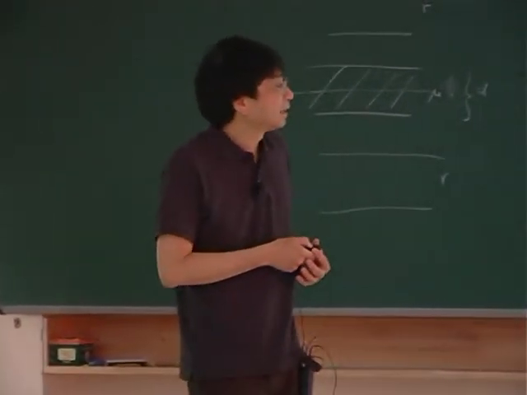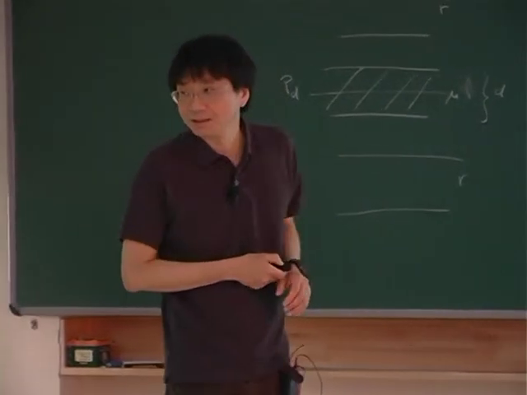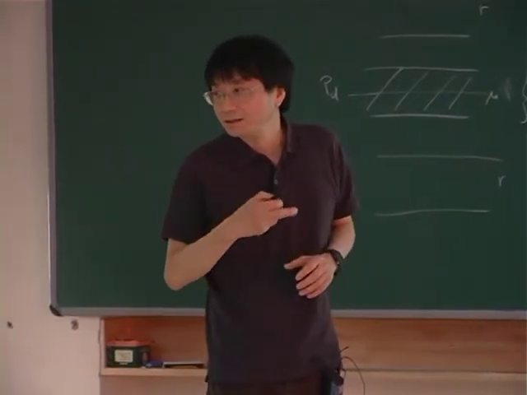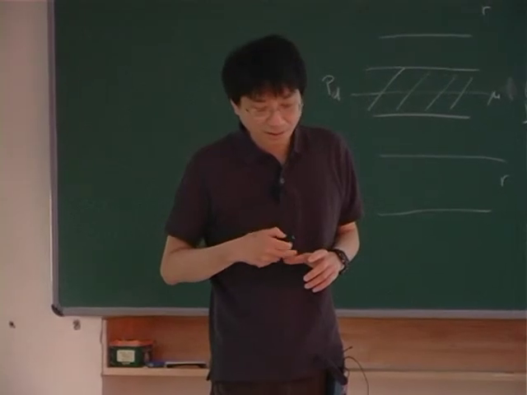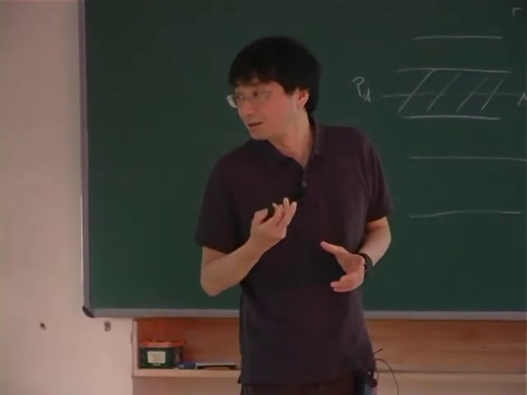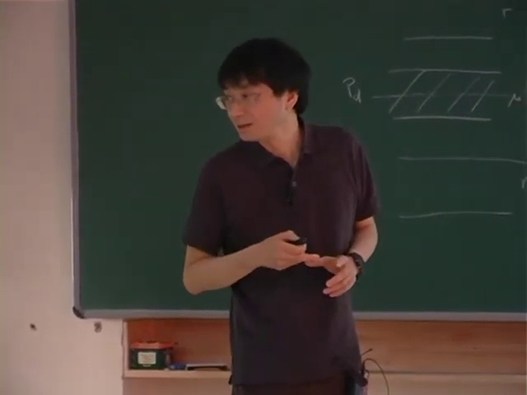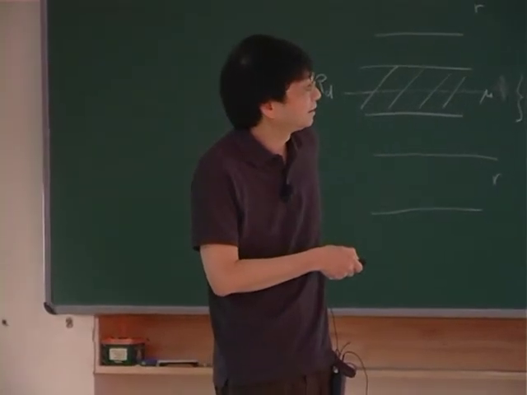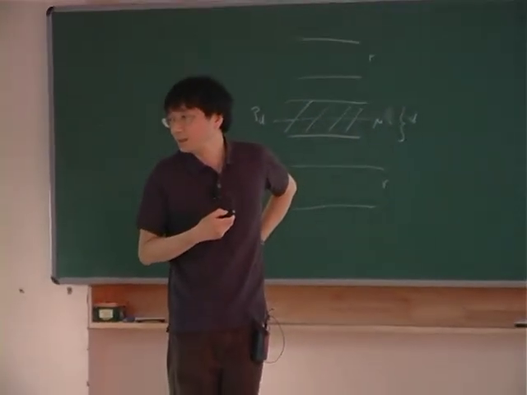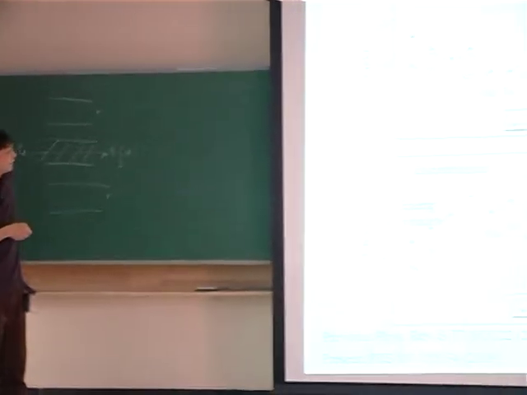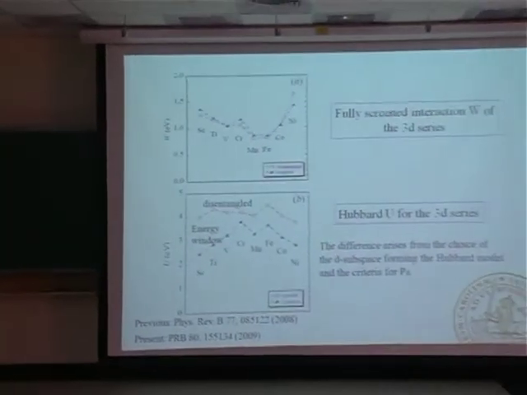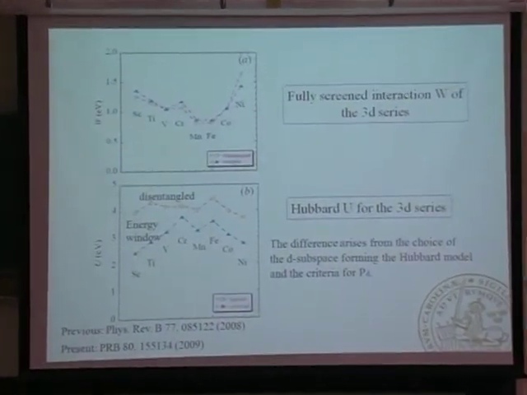So you would expect that in the middle, the screening should be the largest, because you have a half filling. So in the middle, the U should be bigger. But there's some kind of cancellation between these two effects.